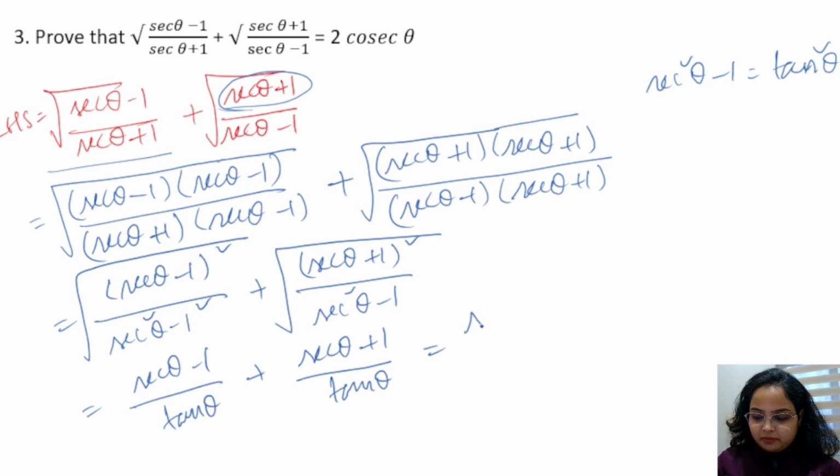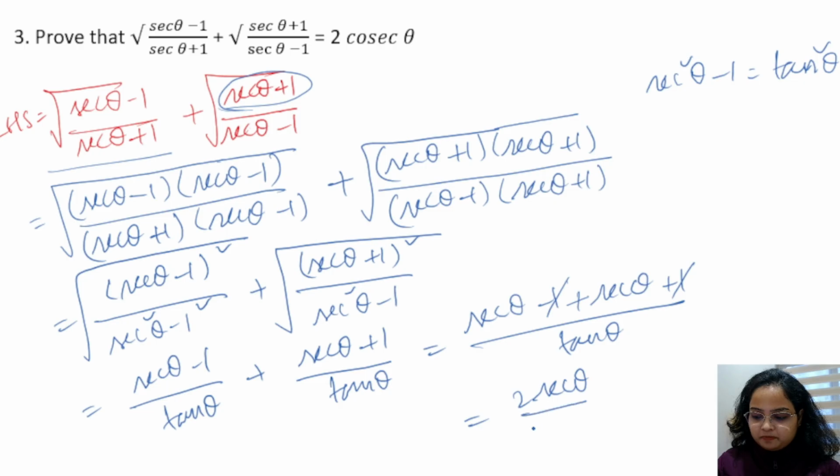We will take LCM here. We have secant theta minus 1 plus secant theta plus 1 divided by tan theta. So here minus 1 and plus 1 will be cancelled. It is 2 secant theta divided by tan theta. So here what is secant theta? It is inverse of cos theta. So it is 2 by cos theta divided by tan theta.